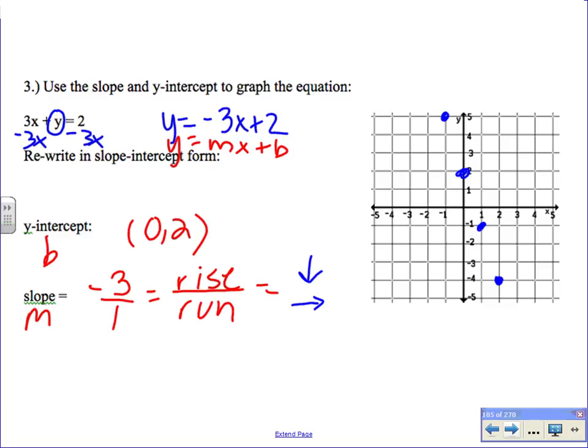So try number 4 on your own. Remember, solving for y or y equals. You guys know how to do that.